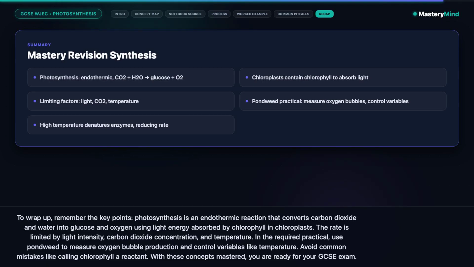In the required practical, use pondweed to measure oxygen bubble production and control variables like temperature. Avoid common mistakes like calling chlorophyll a reactant. With these concepts mastered, you are ready for your GCSE exam.